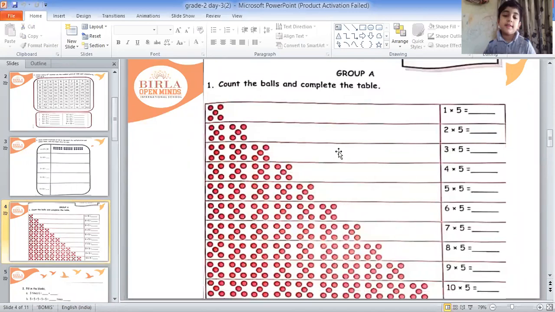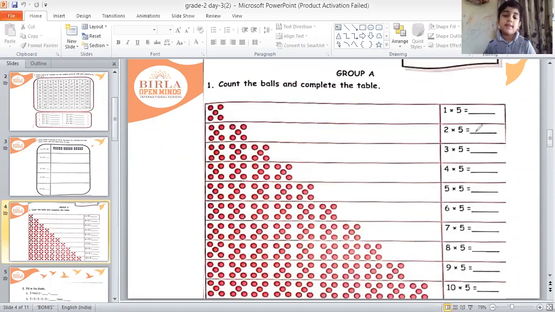Okay, so this is group A, question number 1. Now what we have to do is count the balls and complete the table. If you look at the table properly, you can see that this is a 5 table. This is a 5 table, and I hope most of you know the 5 table, right?